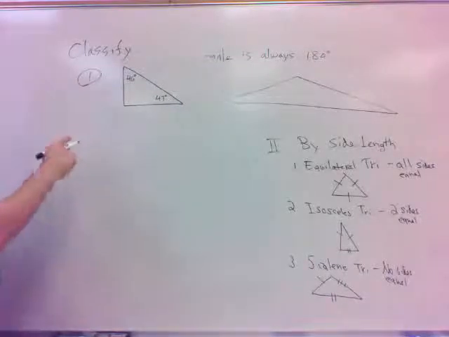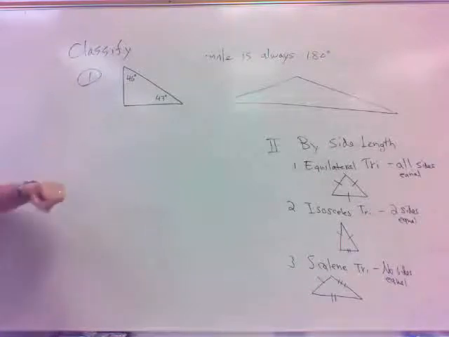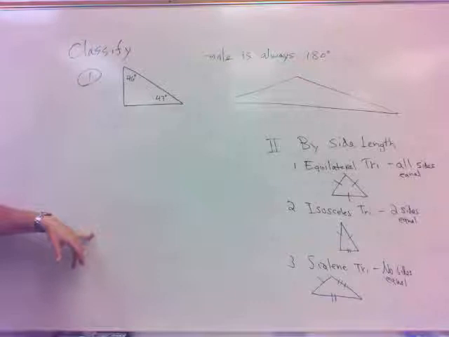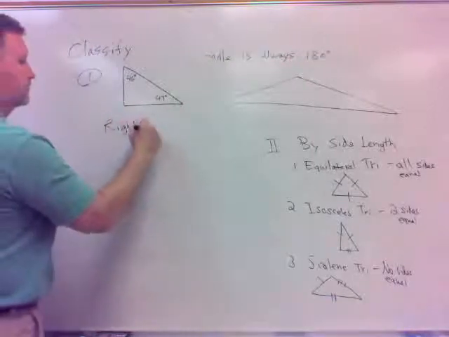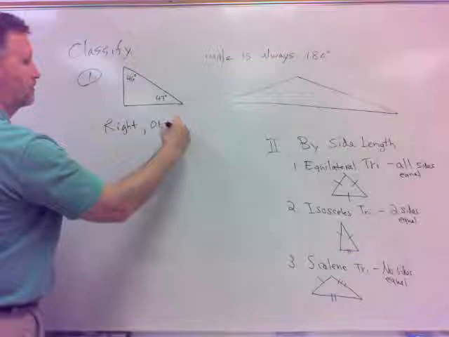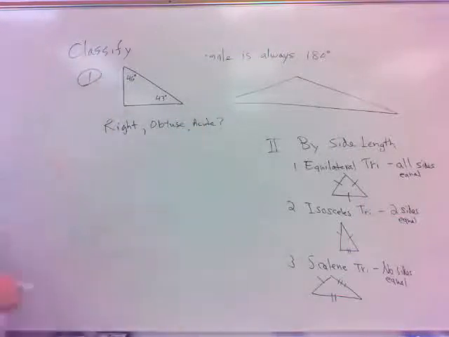If I classify that by angle, in other words, it's either a right triangle, obtuse triangle, or acute triangle. Which is it? Like I said, looks can be deceiving. It almost looks like a right triangle, but we better check that.